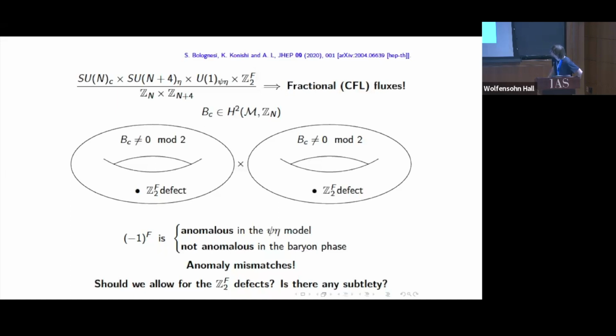And in particular, if you allow your space-time manifold to have fermion parity defects, which are codimension 2 surfaces around which you have a non-trivial fermion parity holonomy, then BC can be odd. And the fermion parity itself is anomalous in the Psieta model, but non-anomalous in a phase with only the baryon. So there is an anomaly mismatch, and it seems that we should be ruling out this phase. But should we allow for these defects, or is there any subtlety?